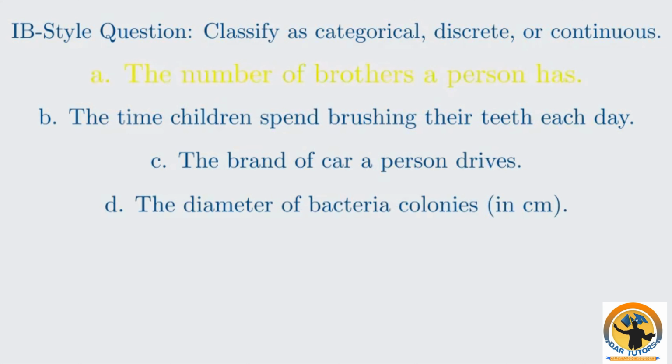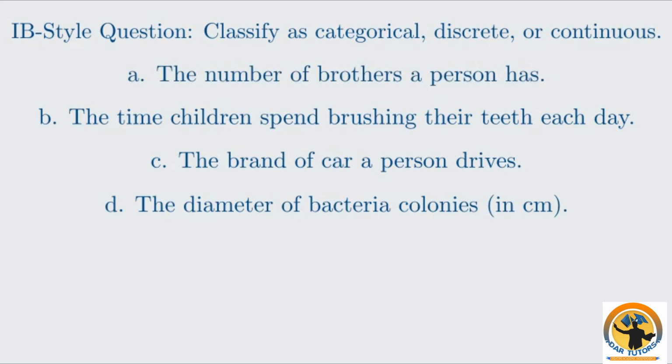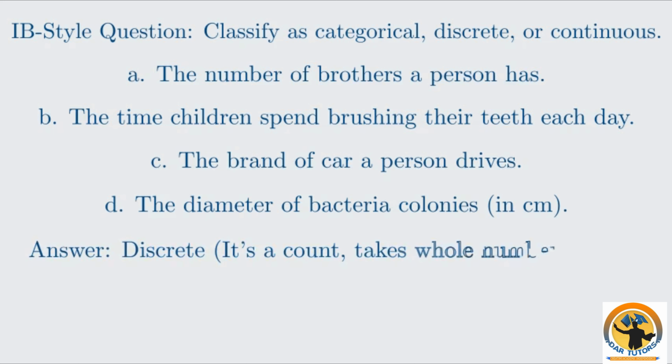Let's start with the number of brothers a person has. Can you have 2.5 brothers? No, you count your brothers. The value will be an exact whole number like 0, 1, 2, and so on. Therefore, this is discrete data.